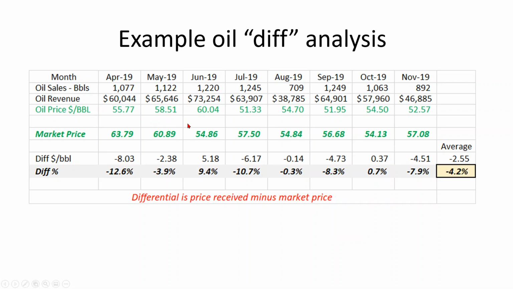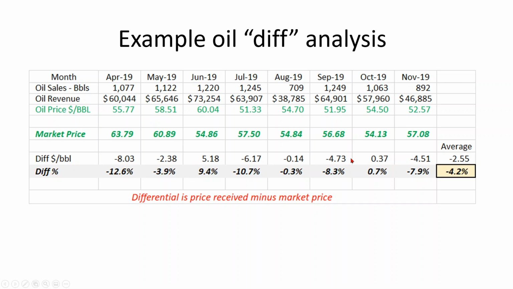All right, here's an example of an oil diff analysis. So what you do is you compile the amount of oil that the well produced or sold each month, and then you have the revenue from the revenue statement or check stub here in dollars. So you divide the revenue by the amount of oil sales and you get the oil price. So you do that each month. Then you take your historical market price that you pulled from industry sources or other sources, and you put it here, and then you just subtract 55 from 63, and you get a negative $8 a barrel. So differential is the price received minus the market price.